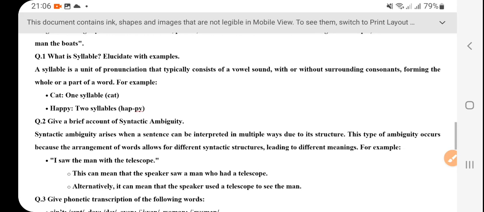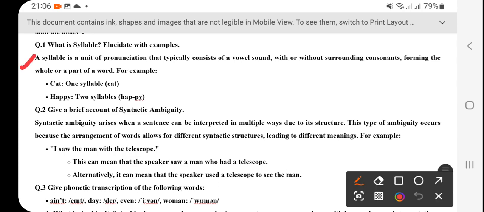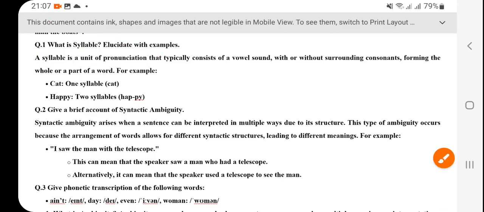Then what is a syllable? This is the question. A syllable is a unit of pronunciation that typically consists of a vowel sound. So whenever the word syllable comes, you just think of vowel sound, where the vowel sound is coming, with or without surrounding consonants, forming the whole or part of a word.